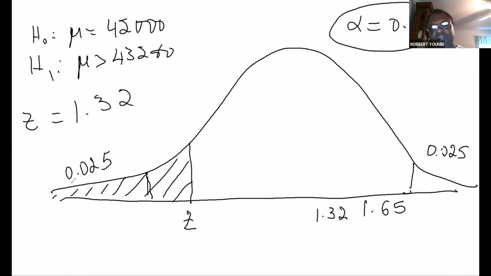So to find the p-value for a two-tailed test, you find the area to the left or the right of the test value and double it to get the p-value.